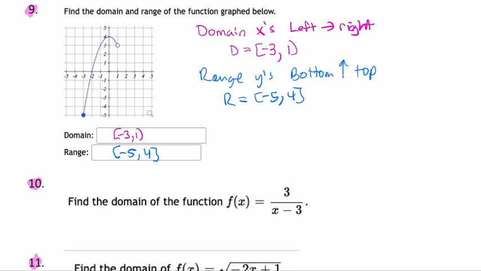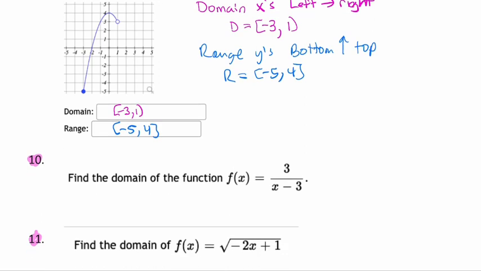So I will be giving you one where you have to find the domain or range from the graph, okay? And I do want your answer in interval notation. Now let's jump to number 10.